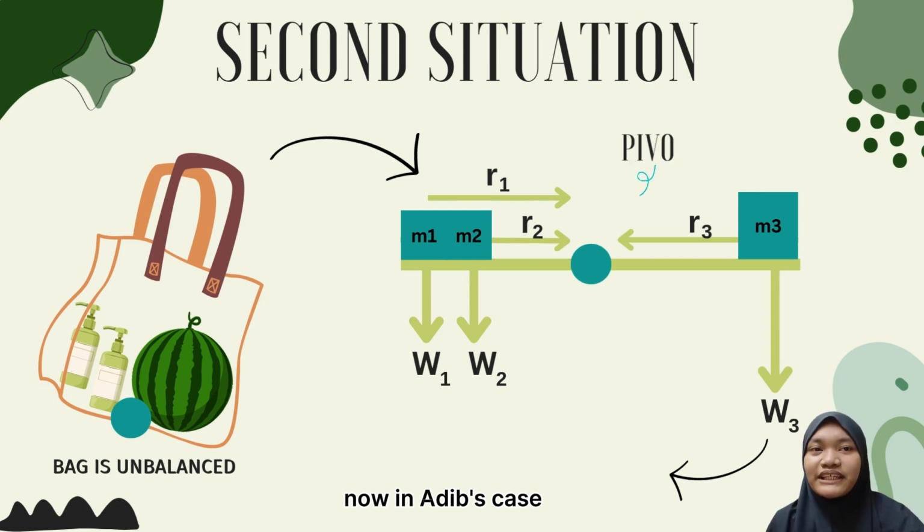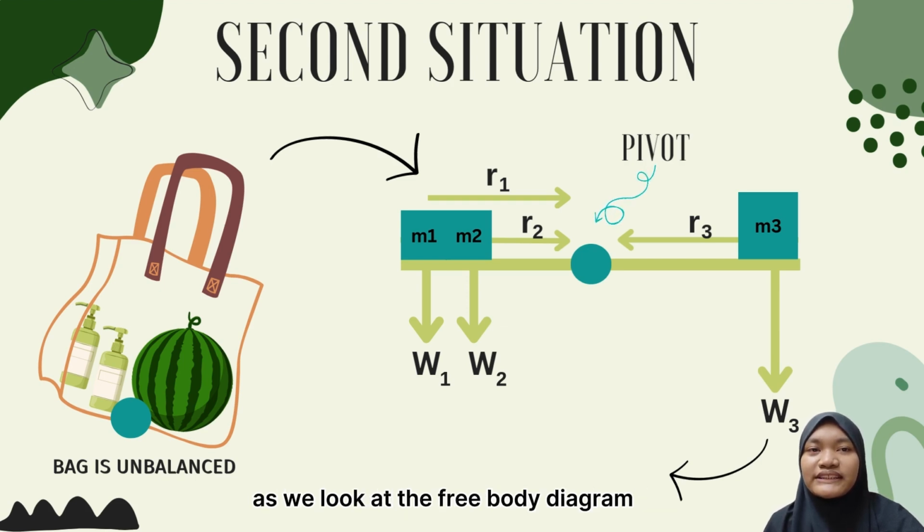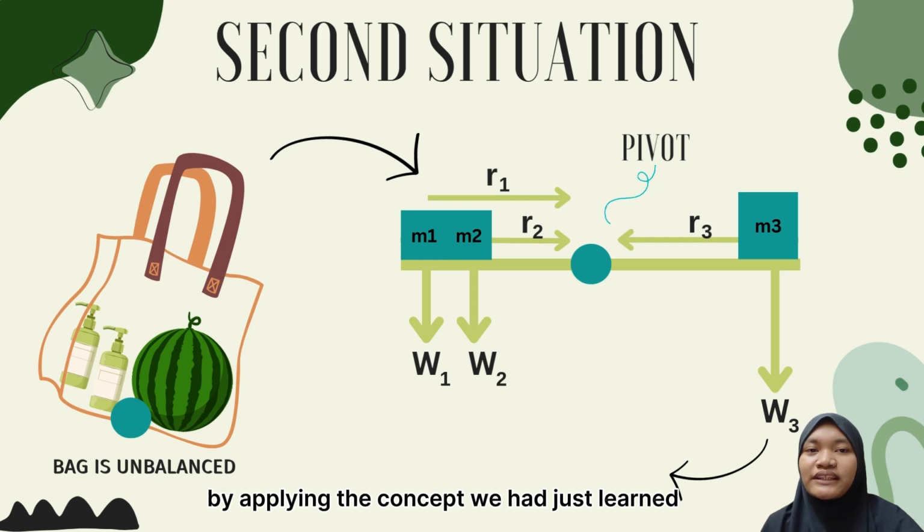Now, in Adib's case, one side of the bag is heavier than the other. As we look at the free body diagram, we can say that the bigger mass has a higher moment of force. This will cause the bag to rotate clockwise. So, we have a problem that needs fixing. By applying the concept we had just learned, we can stabilize the bag.